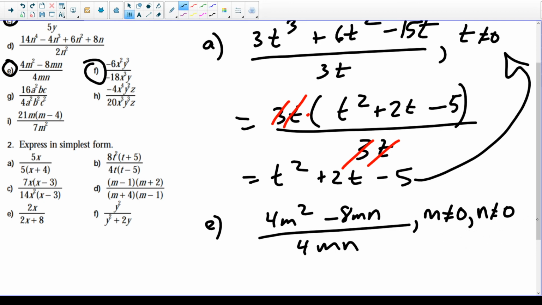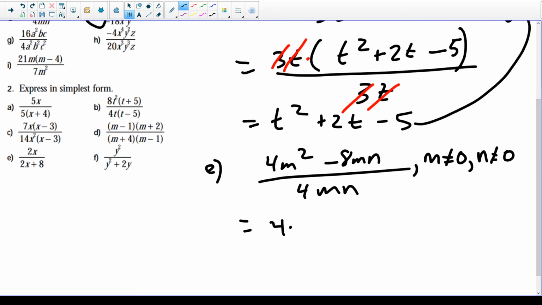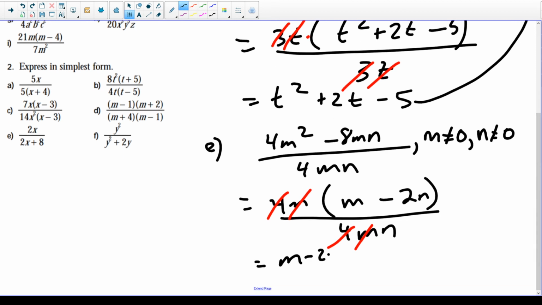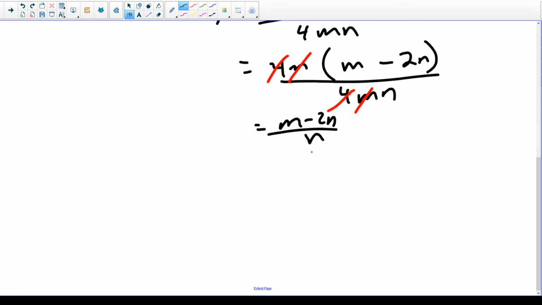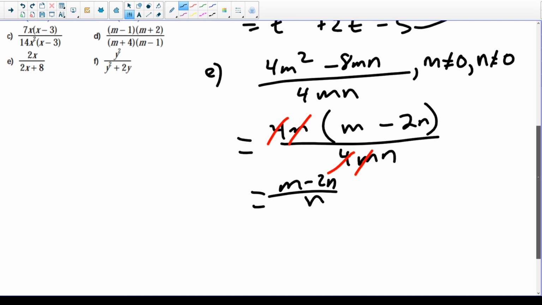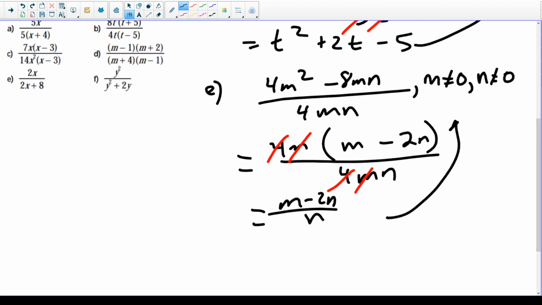And then you factor. So we can pull a 4m out of both of those. And now that everything is multiplying and dividing, the 4's cancel out, the m's cancel out, and you'd be left with your final answer of m minus 2n over n. Sorry, my equal sign should be around the division symbol there. Okay, so that is your final answer with those restrictions.